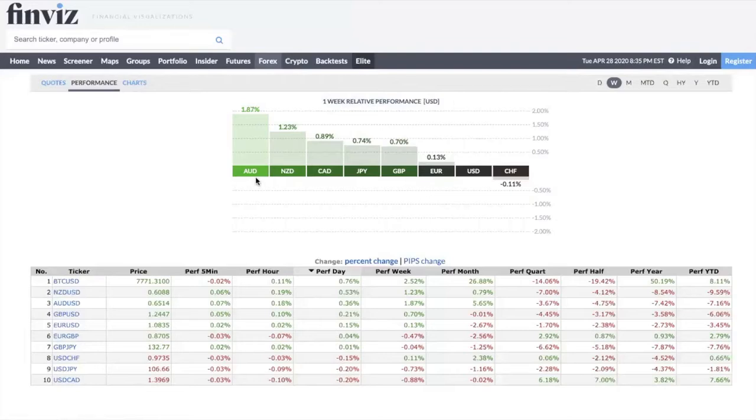The way you read it is the same thing. Aussie dollar has been up 1.87% this week. So the first thing you want to do is look at the weekly, and the second thing you want to do is make sure that you only check out this tool on Wednesday.